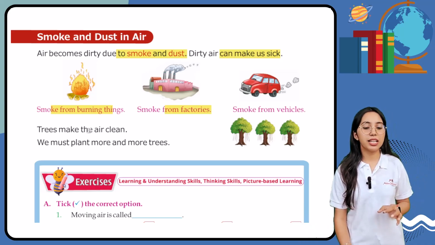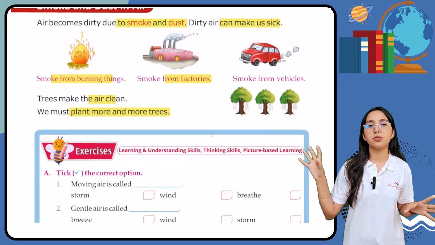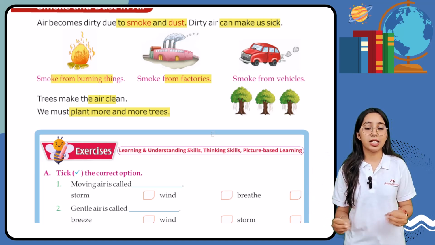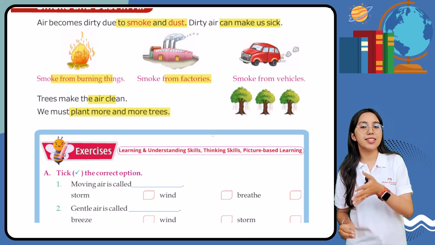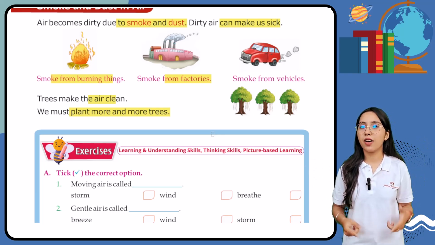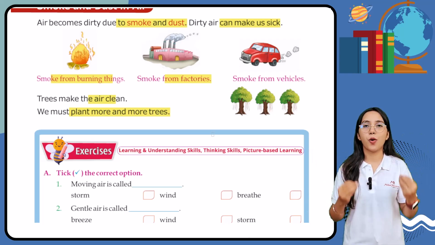Trees make the air clean. We must plant more and more trees. So now, do you know how this air is purified? Our trees are helping us for purifying this air. So trees are making air clean. They can absorb all the smoke and dust. So that is why we should plant more and more trees, so that we can inhale pure air.